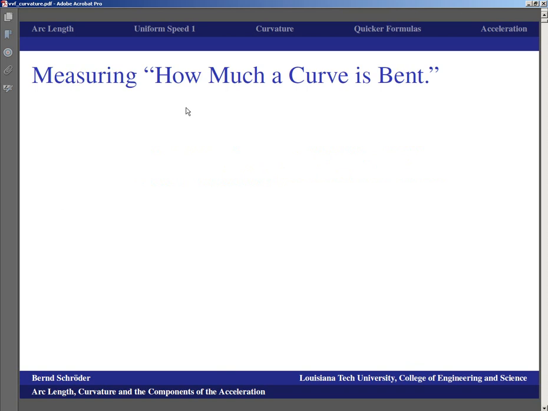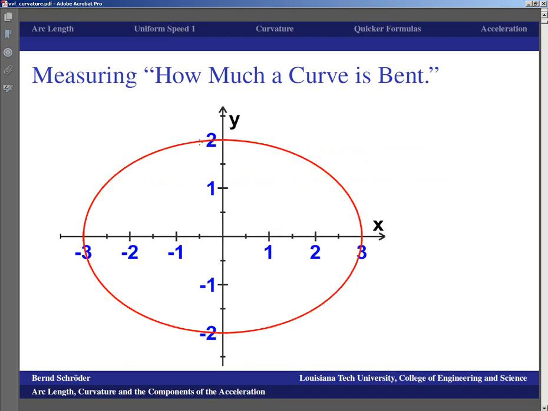So our first goal, and that's really going to take up a large chunk of this presentation, is that we want to measure how much a curve is bent. If we're looking, for example, at this ellipse, well, just looking at it, we can see that the ellipse is bent more strongly here than it is here, because this curve is steeper than that curve.